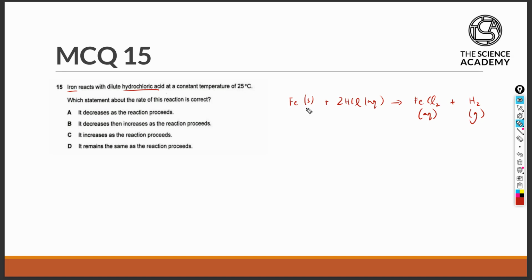The reaction between a solid and a liquid can have its rate affected by several different factors, first being temperature, second being the amount of the reactants, such as the mass of the iron solid used or the concentration and the volume of the dilute hydrochloric acid used.